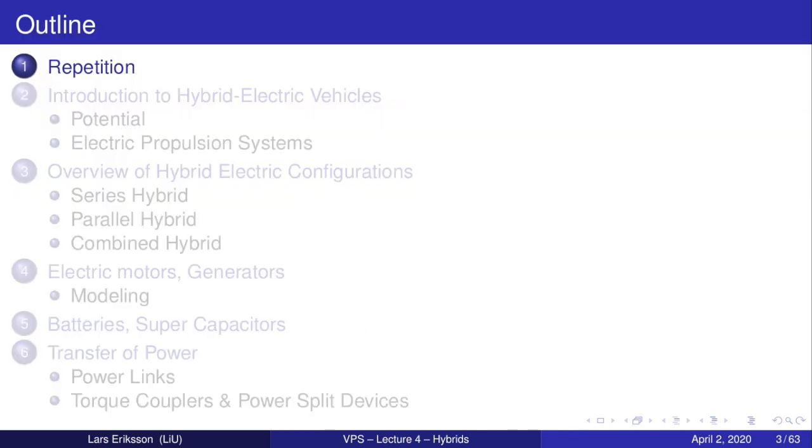The contents of this lecture will be a repetition, then we will go into an introduction to hybrid electric vehicles, where we look at the potential. Why are hybrid electric vehicles introduced? And we will make a short coverage of electric propulsion systems before we go into the main topic, which is the overview of hybrid electric configurations. And when we have covered the configurations, we will go in and cover the components that we see inside the configurations so that you can build a complete vehicle model and analyze it with respect to fuel economy.